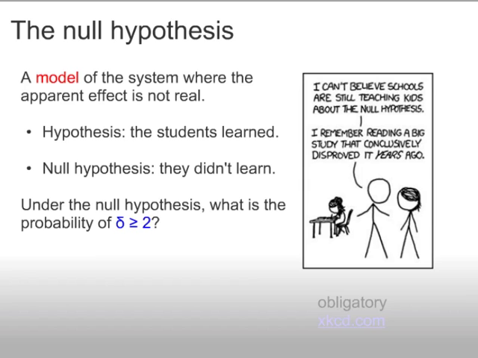Now, I said that the null hypothesis is a model, and what that means is that we're going to have to make some modeling assumptions in order to be more precise about what it means. So here are the assumptions that I'm going to make. The first is that for each student, there's this number, PC, which is the probability of getting an answer correct. So PC is probability correct.